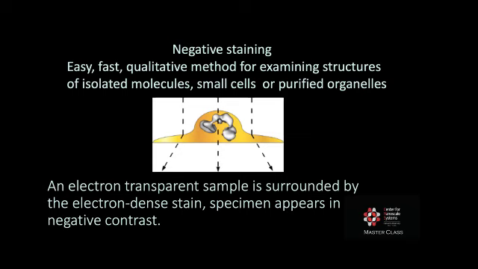But in general, negative staining is going to be a fast, easy, qualitative method for examining structures of isolated molecules, small cells, or purified organelles. An electron transparent sample is surrounded by the electron dense stain, and the specimen appears in negative contrast.